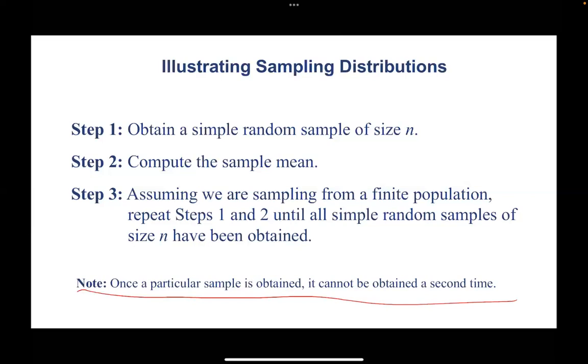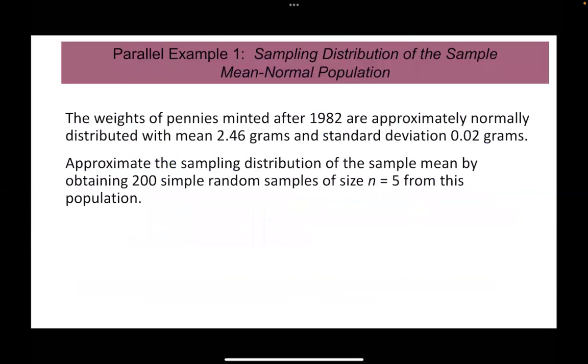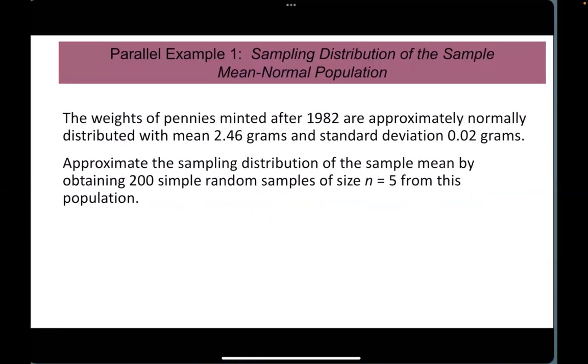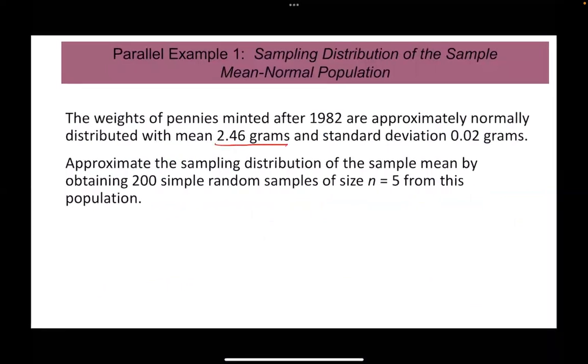And hopefully as we go, it'll make a little more sense what's happening. All right. So we have the weight of pennies minted after 1982. They're approximately normally distributed. They have a mean of 2.46 grams and a standard deviation of 0.02 grams.